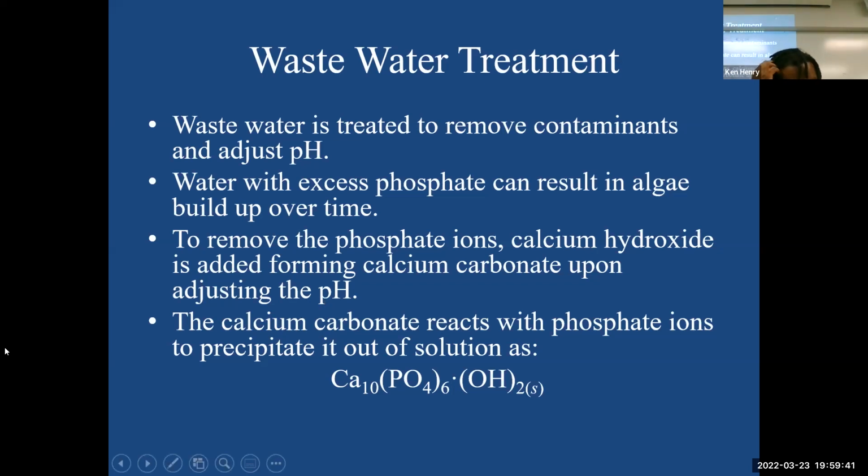So the calcium carbonate reacts with the phosphate ion to precipitate out of solution as calcium phosphate hydroxide, a solid. Okay, so here is an example, although we have no calculations to do, this is just basically an example. By doing that adjustment, we could precipitate out that phosphate ion completely, okay?